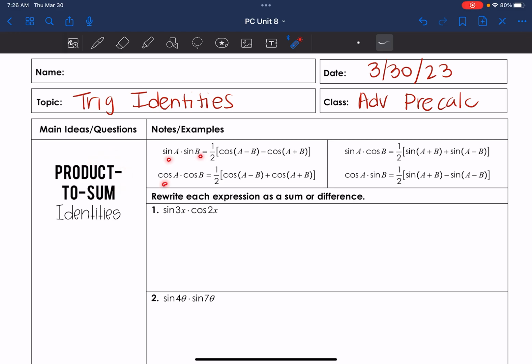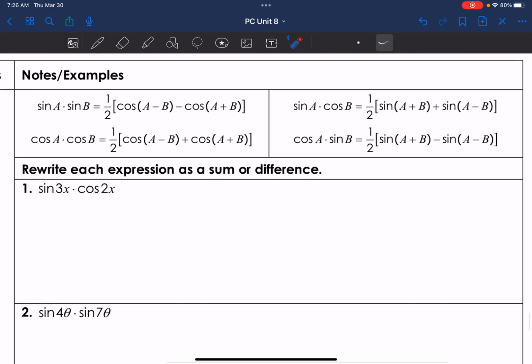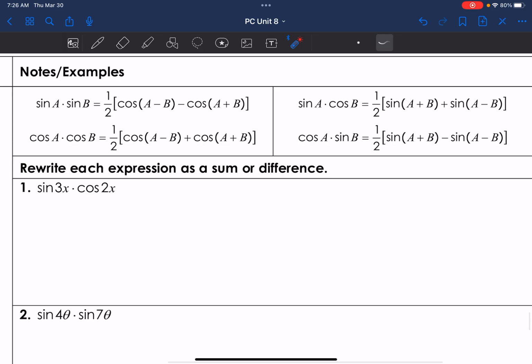Now, they only really give us 4 different options here: sine times sine, cosine times cosine, sine times cosine, and cosine times sine. So see how there's no tangent or anything? We're just going to work with these 4. Okay, so in the directions, all it says is rewrite each expression as a sum or a difference.